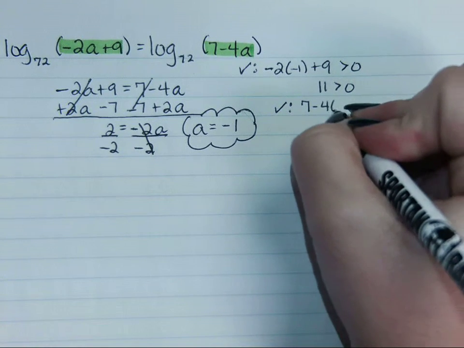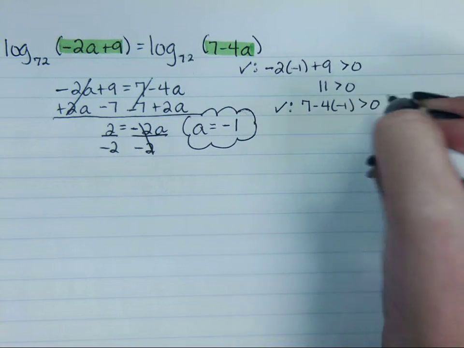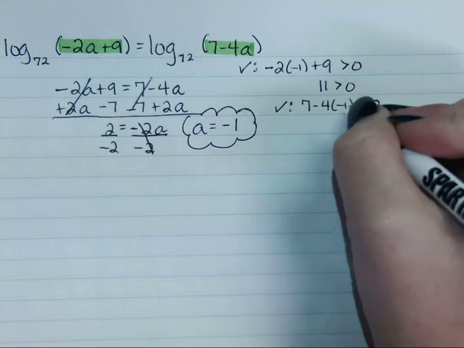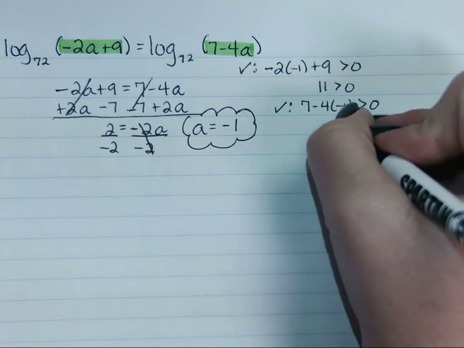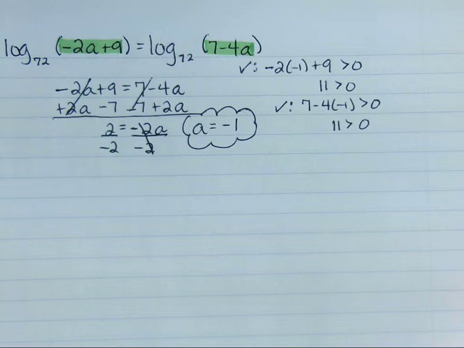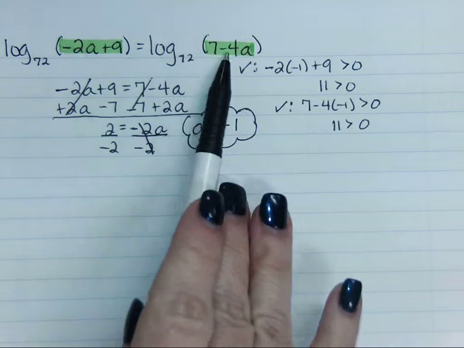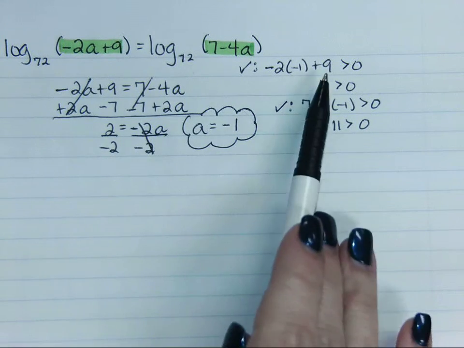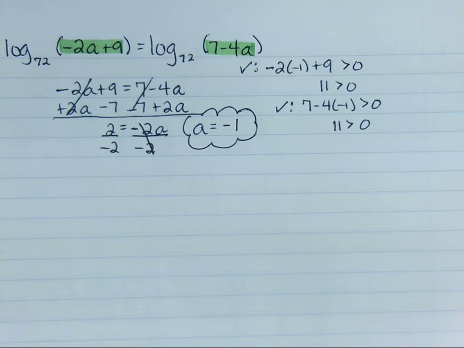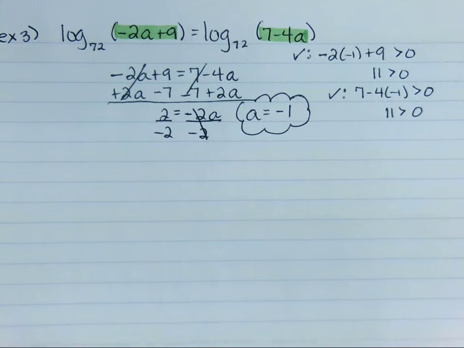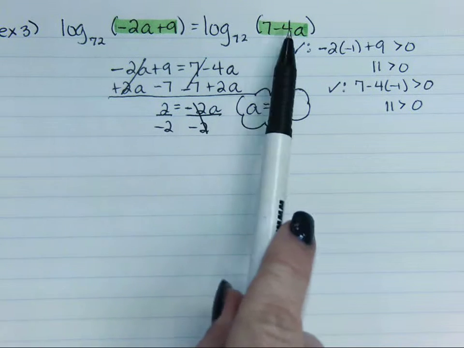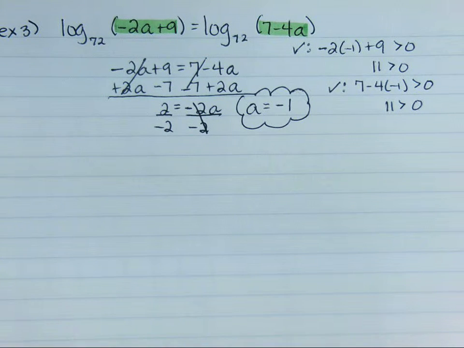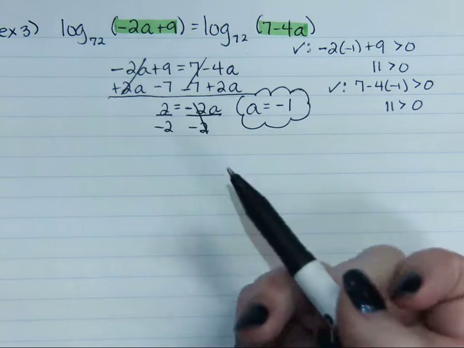And 7 minus 4 times negative 1, I need to check if that's greater than 0. That's true again, because 7 plus 4 is 11, and that's positive. So the value does make both of these functions valid, and it also makes them the exact same value. So this is my final answer, and I don't have any additional work to do. You can see your strategy of setting the two logarithms with the same base equal to each other and solving is very similar to when we did this with exponential functions.